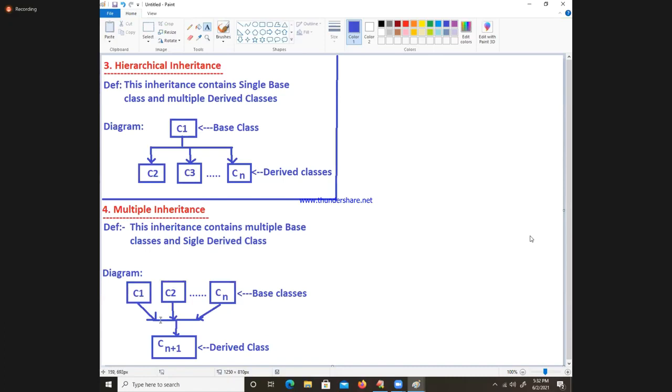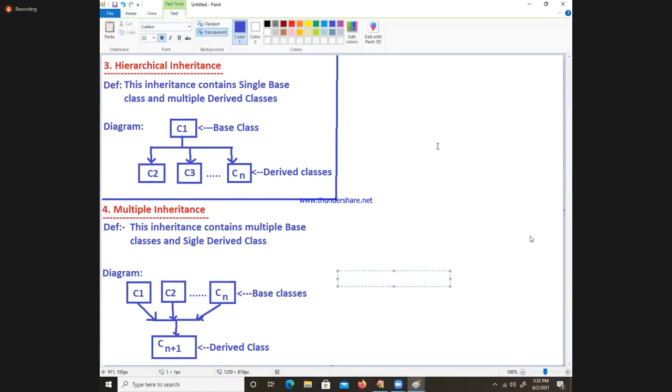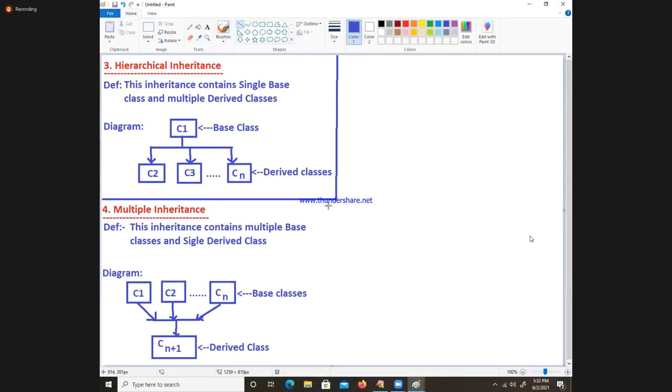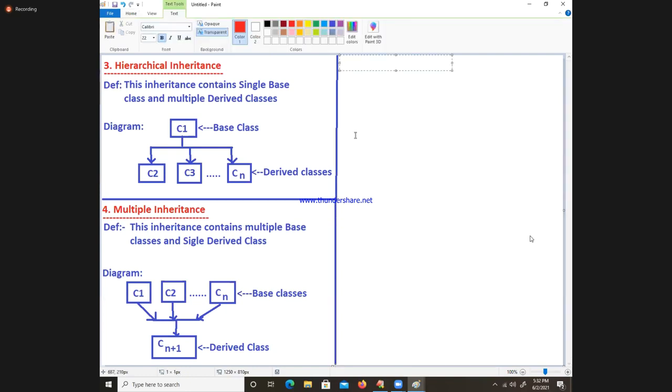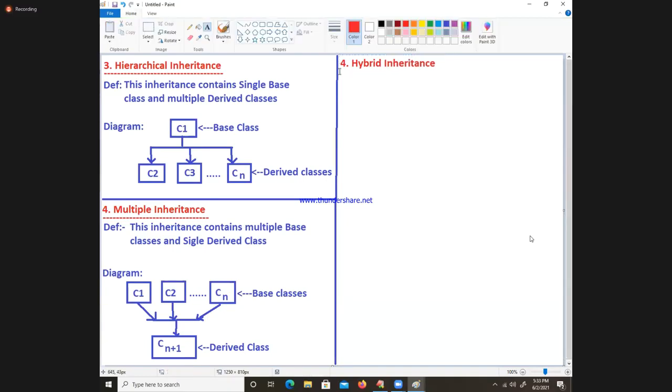Karthik, good. Is it understandable? Multiple inheritance also clear? Yes. Now I am going for the last type of inheritance, that is called hybrid inheritance. Very nice inheritance. When I come to further programming, mind-blowing questions people will ask you in the interviews. So coming to hybrid inheritance, what does it contain?